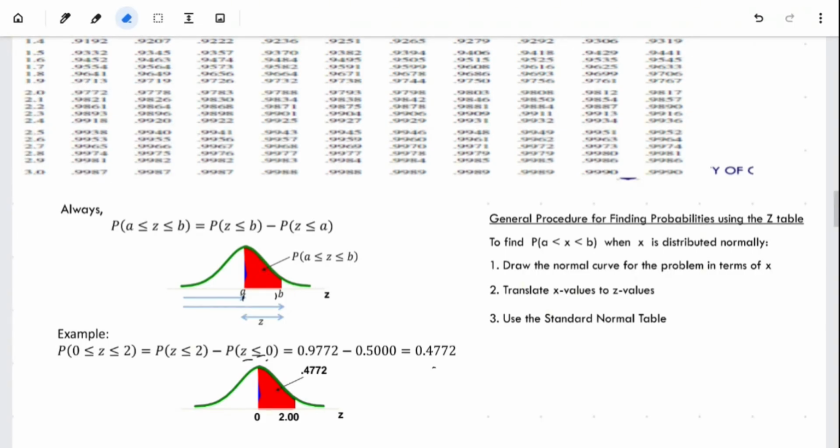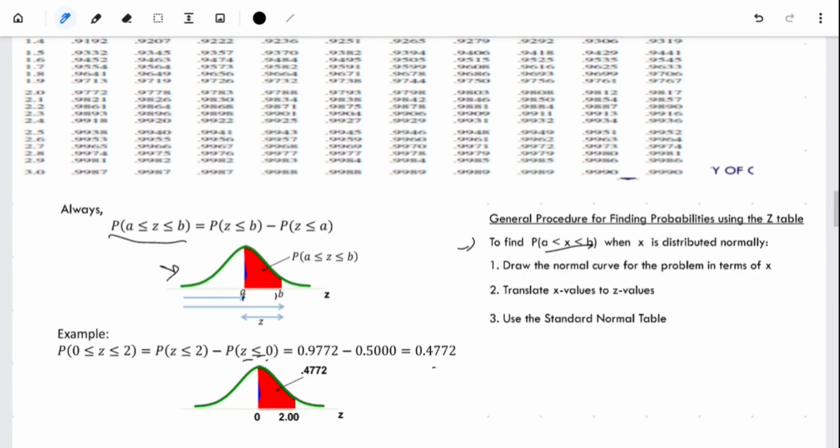How do we solve such a question? These are the steps for finding a probability using the z table. To find the probability of an interval that falls within a range, when X is distributed normally, you draw your normal curve for the problem in terms of x. So when the question is given like this, the first thing you have to do is draw your curve, right?